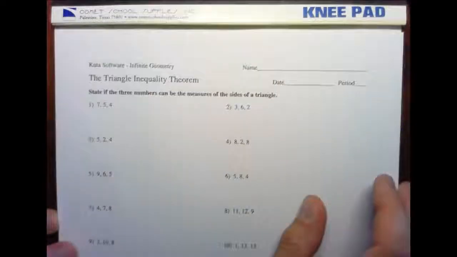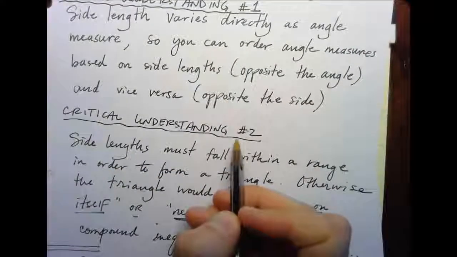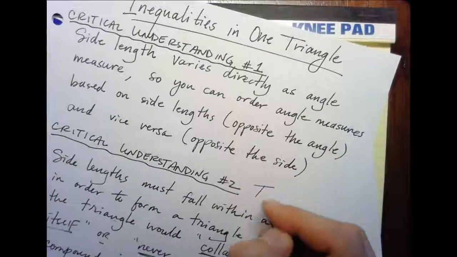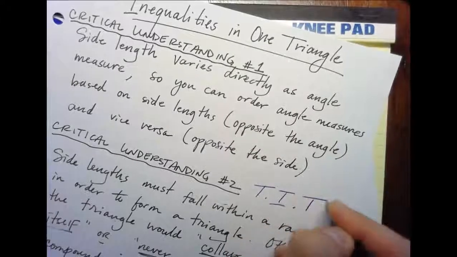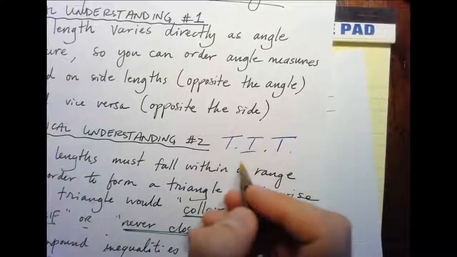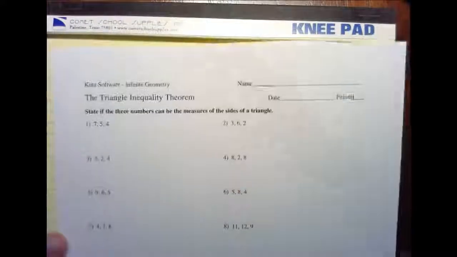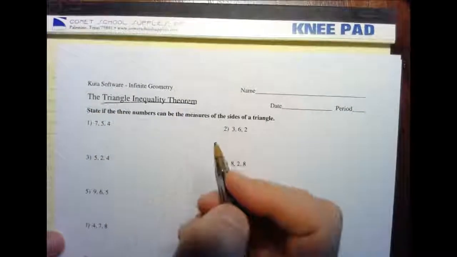Let's look at something called the triangle inequality theorem. This is, by the way, critical understanding number 2. This is called the triangle inequality theorem. Not a very good acronym, but that's what it's called.